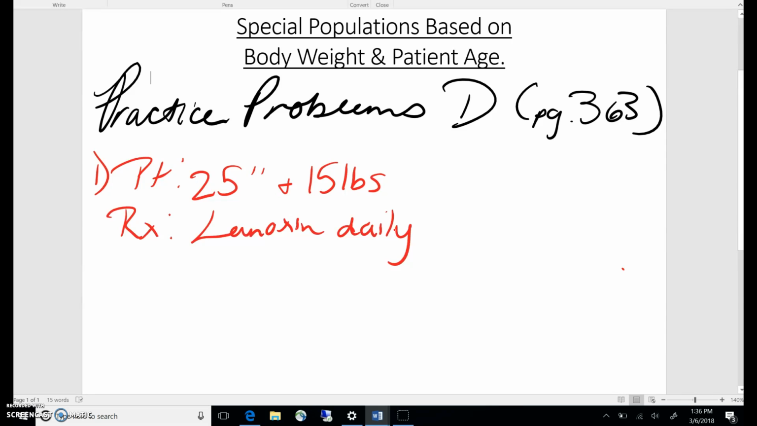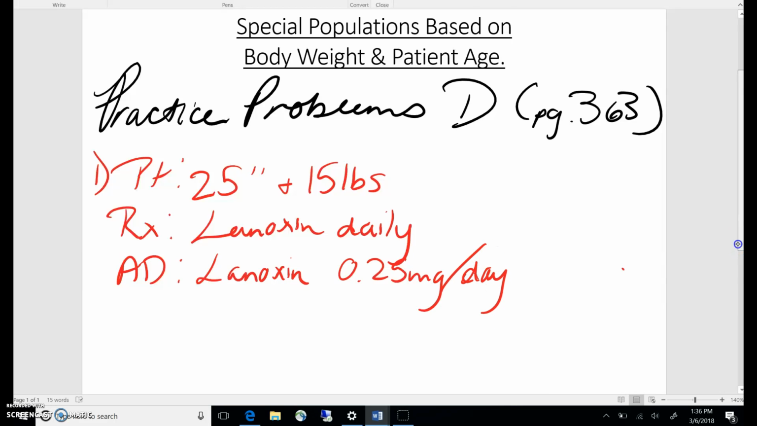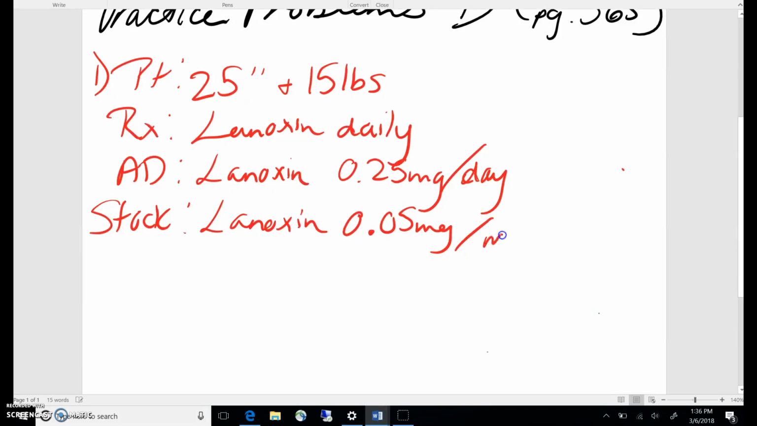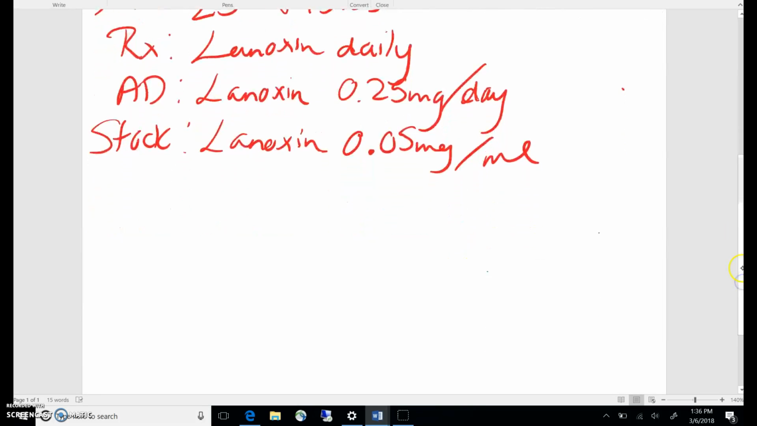All right. The adult dose is Lanoxin 0.25 milligrams per day. Okay. And it also tells us that the available medication, what you have in stock, is Lanoxin 0.05 milligrams per milliliter.